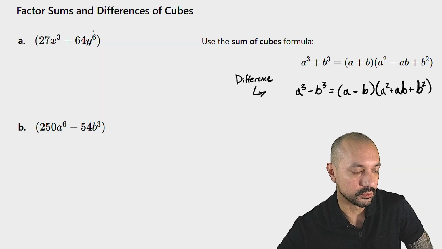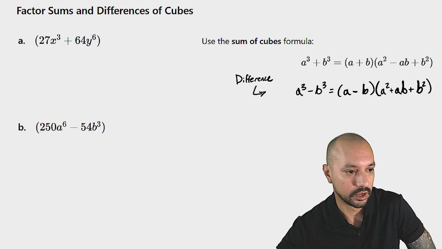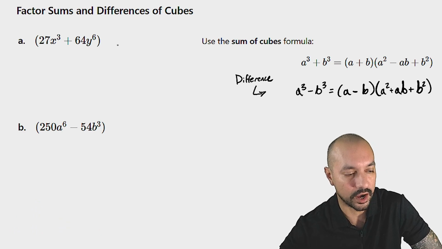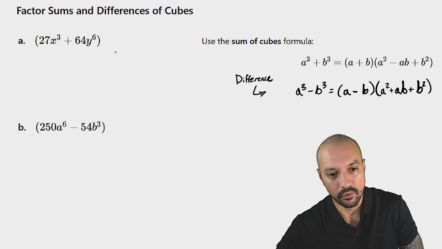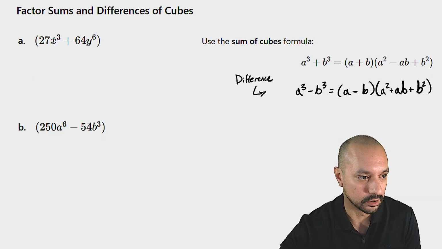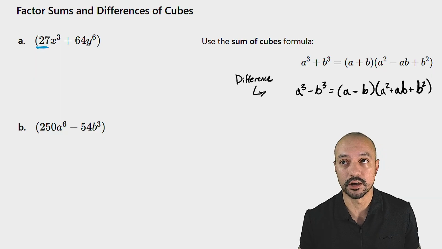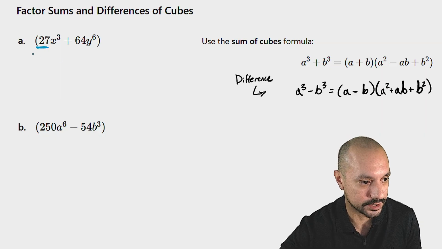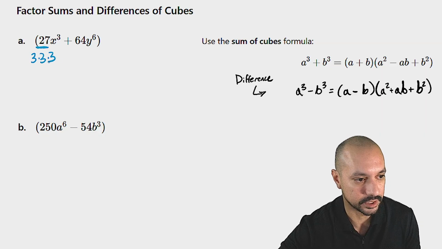Our first expression, we have 27 times x to the third plus 64 times y to the sixth power. The first thing that you need to do with these questions is you need to realize that you're working with cubes. Just because I've been doing this for long enough, I recognize 27. I recognize that that's 3 times 3 times 3. So in other words, I have 3 to the third power there. And same thing with 64. 64 is the same as 4 times 4 times 4. So I have 4 to the third power there.